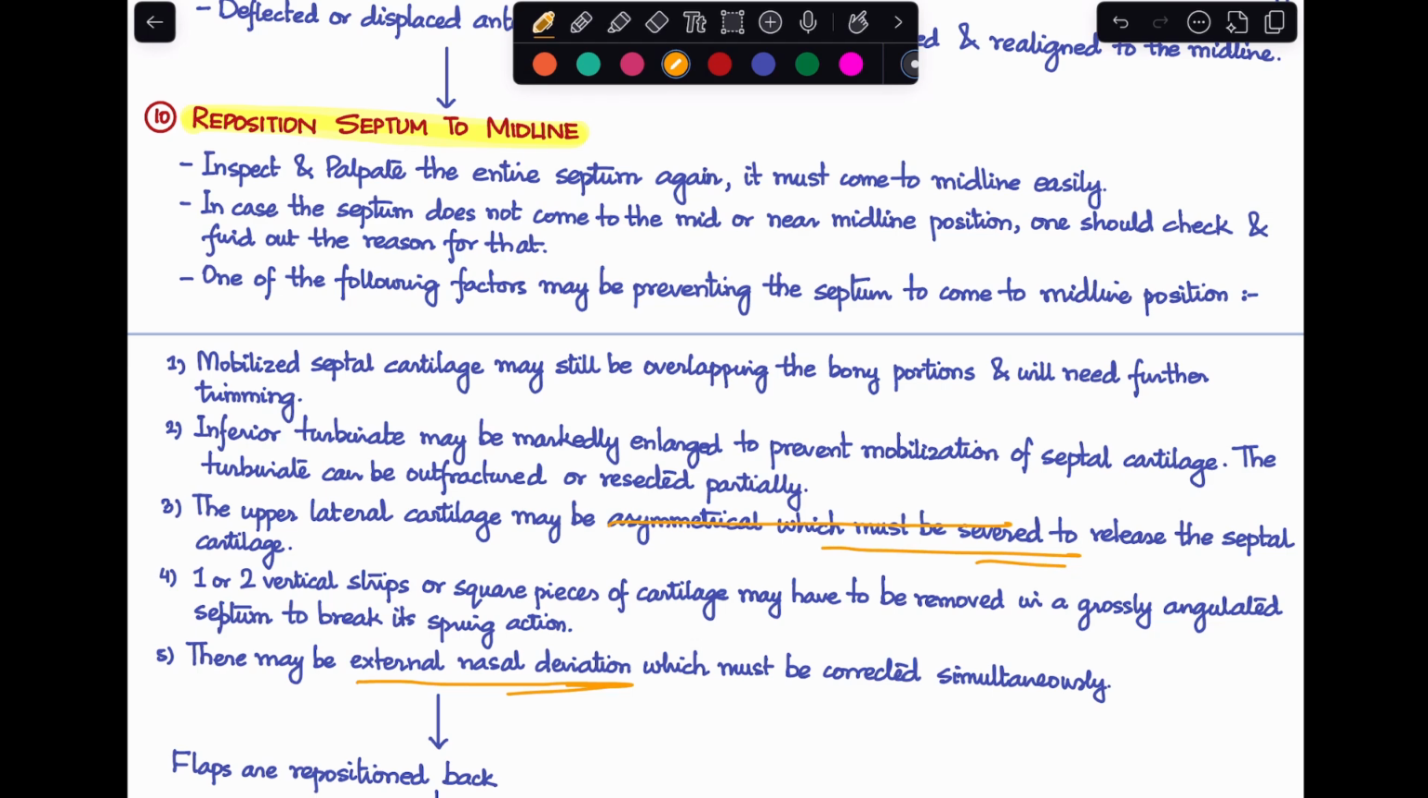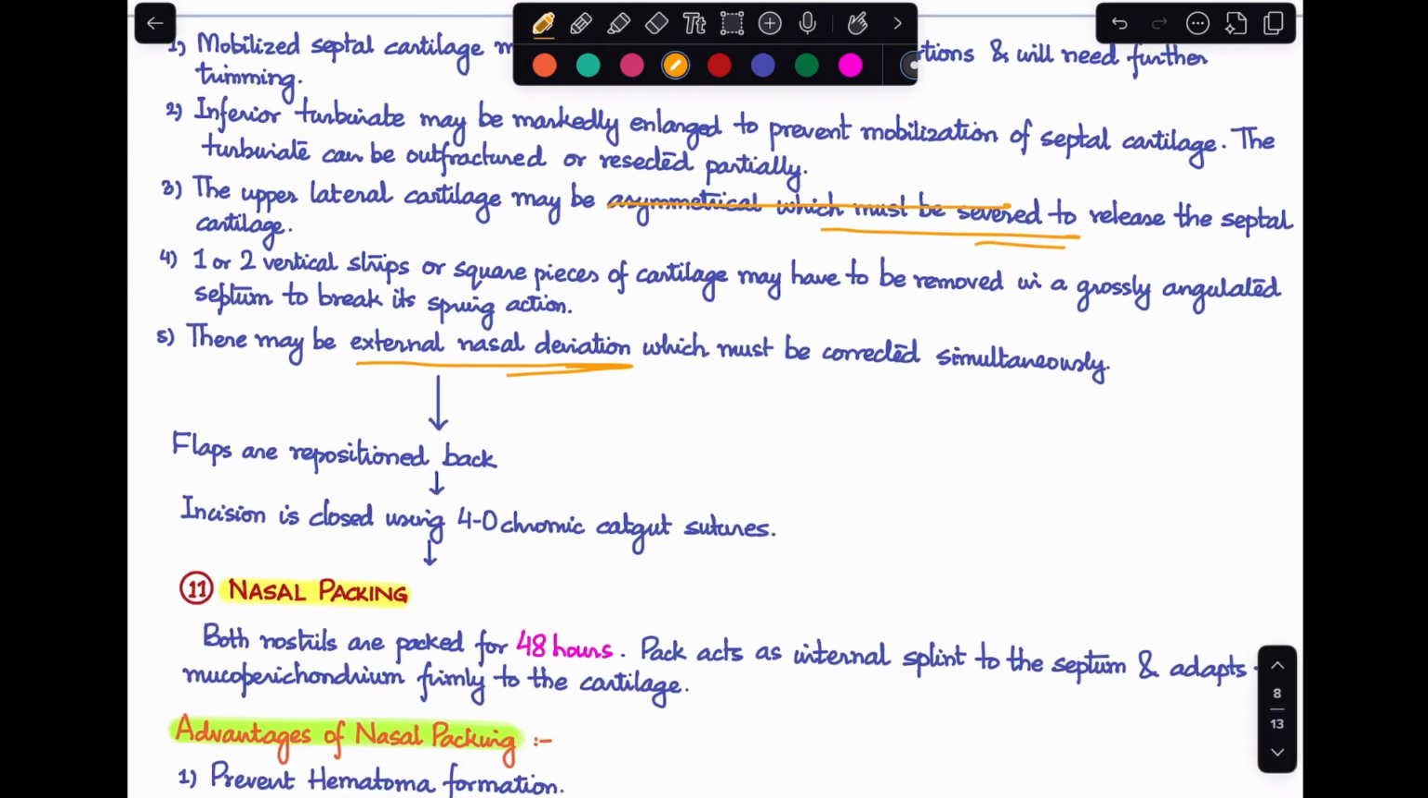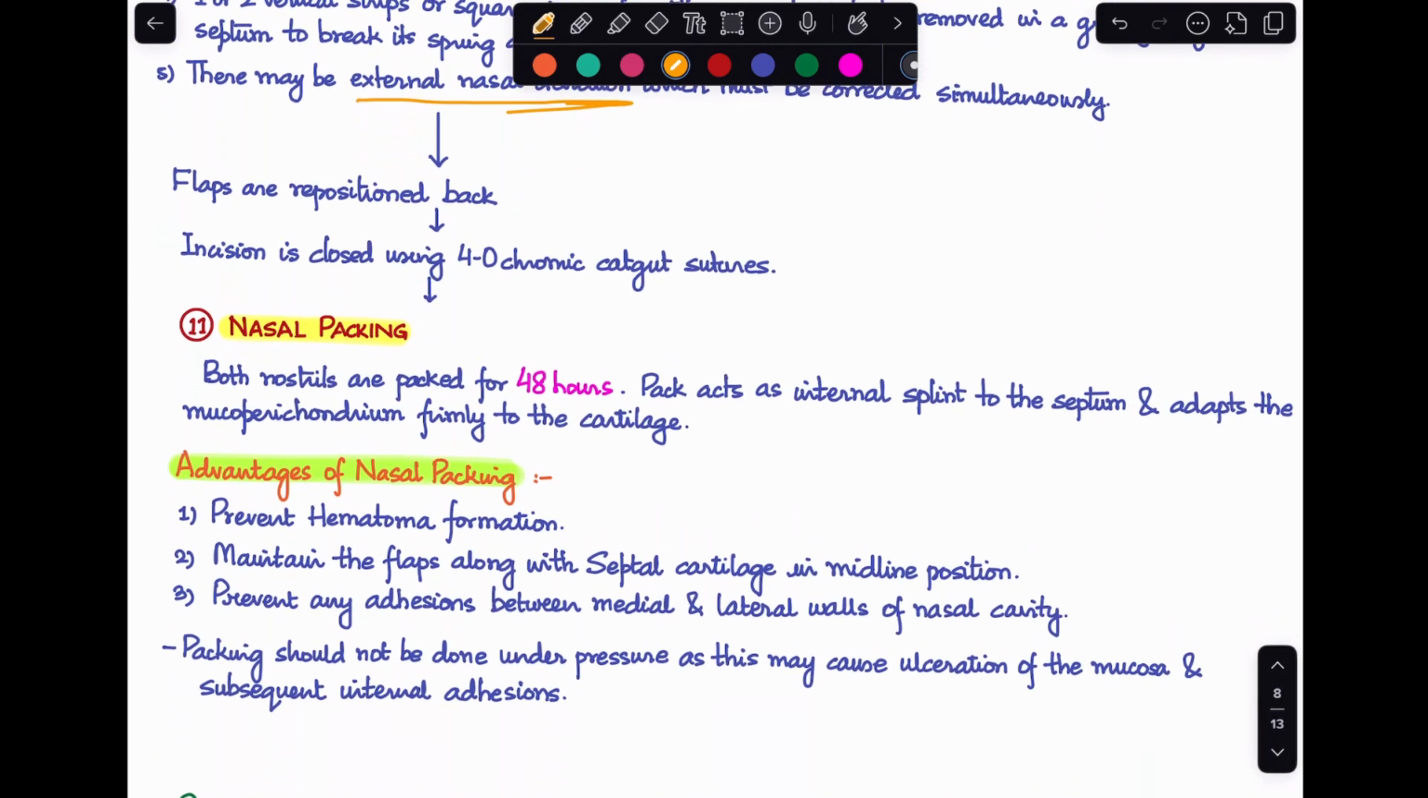So you just look out for what possible issue it is over here and make sure that you reposition the septum to the midline. Now, after the septum has been put into the midline, we will reposition both mucoperichondrial as well as mucoperiosteal flaps back properly. And the incision that we had first given, the Freer's incision, needs to be closed using absorbable sutures. At the end of this, we will perform nasal packing.